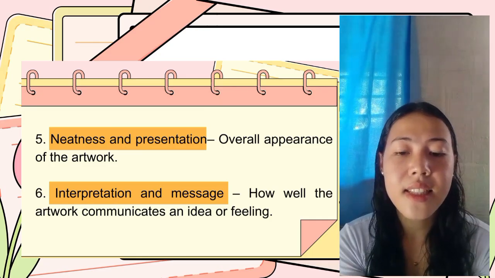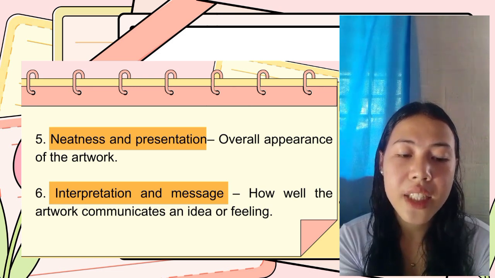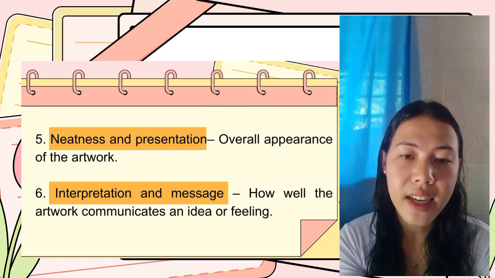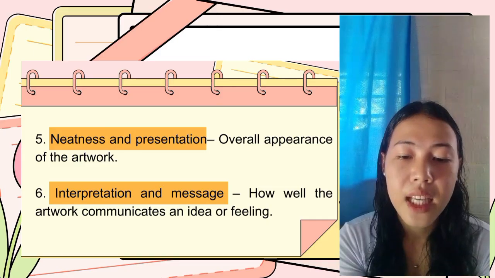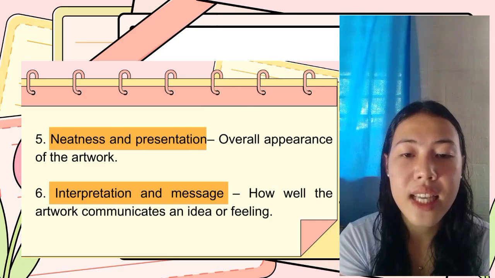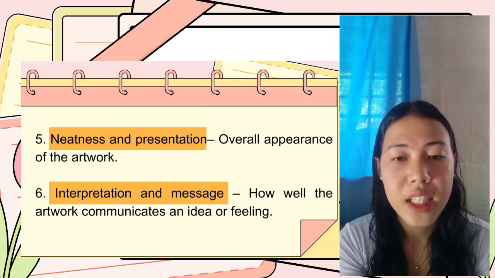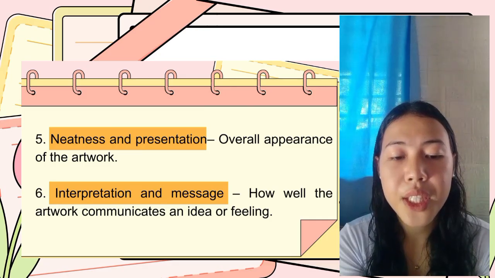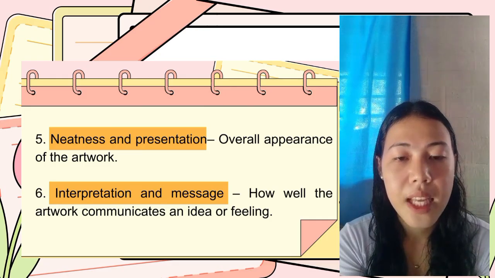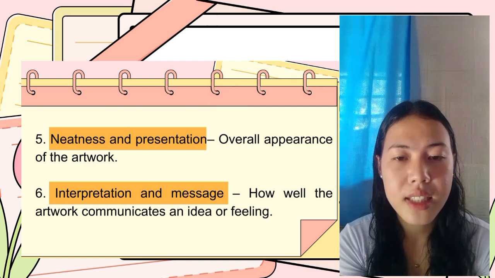So the last is interpretation and message. How well the artwork communicates an idea or feeling. This focuses on how well the artwork communicates an idea, emotion, or story. It shows whether the viewer can understand what the artist wanted to express. Strong artworks connect with the audience and make them think or feel something.